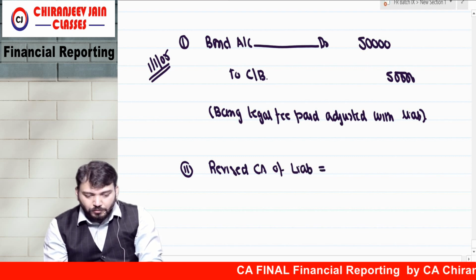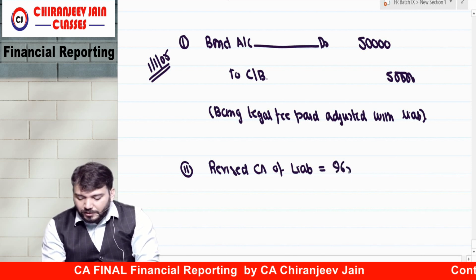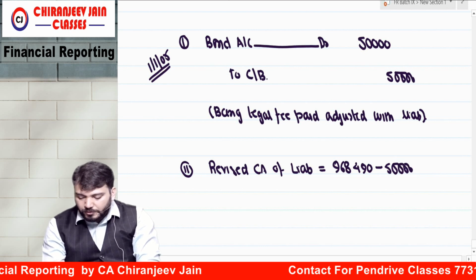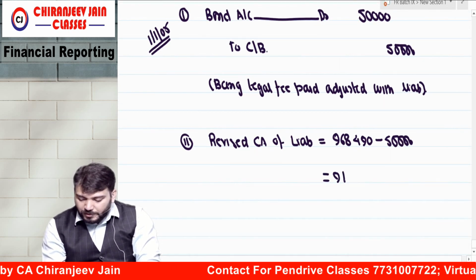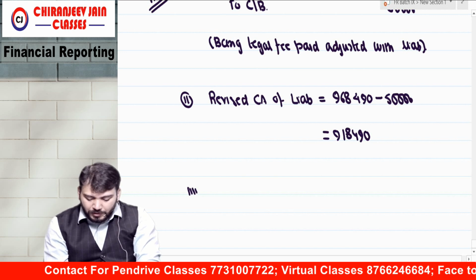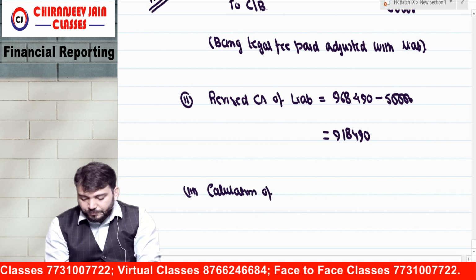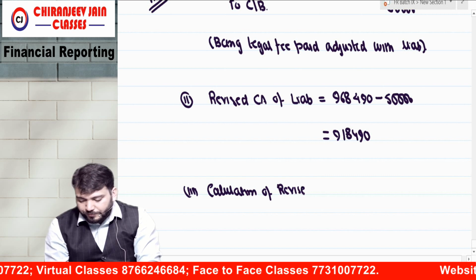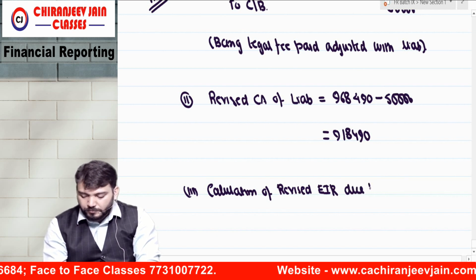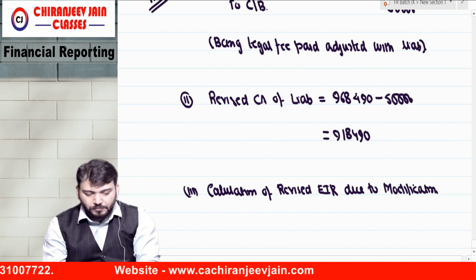What was the carrying amount? 9,68,490 minus 50,000. So now it becomes 9,18,490. Correct? So point number three. Now we need to calculate what? Calculation of revised EIR due to modification. Correct?